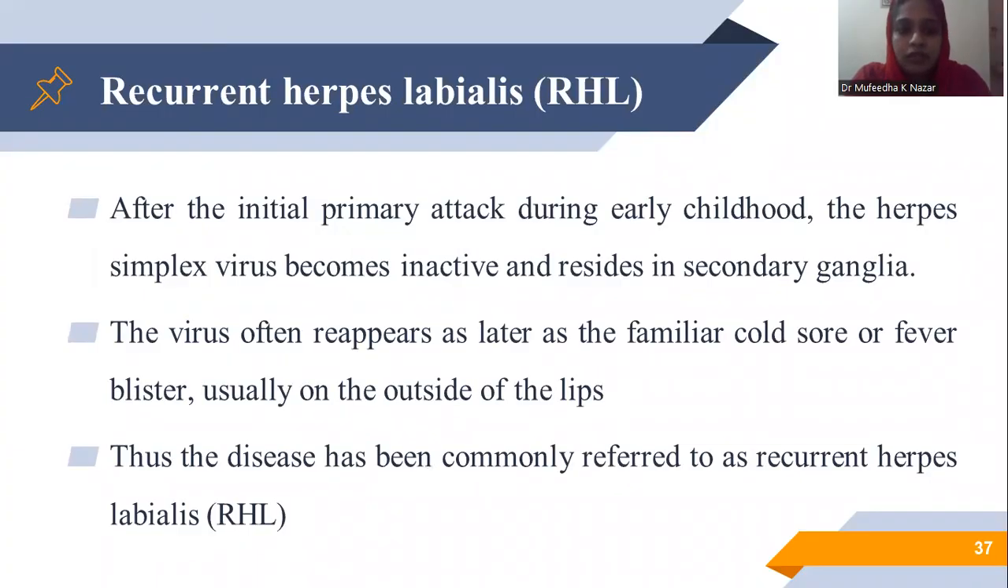Recurrent herpes labialis. We already discussed the primary lesion, the primary herpes simplex virus infection. After this primary initial attack, the virus becomes inactive and resides in the secondary ganglia. This virus often reappears later. Usually, it gets activated as a familiar cold sore or fever blister on the outside of the lips. Thus, this disease is referred to as recurrent herpes labialis.